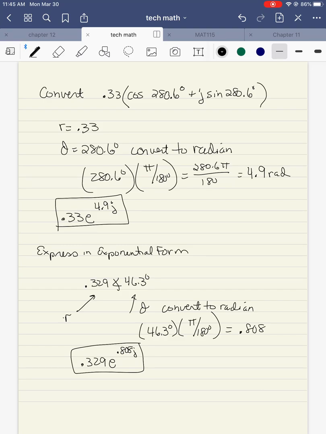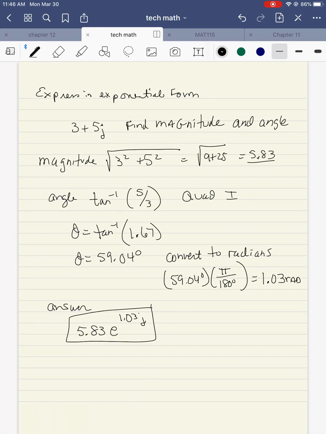Express in exponential form. This time I have it as 0.329 at an angle of 46.3, which is basically the same form as above, just omitting the cosine and sine. So the 0.329 is my r, theta is 46.3, but again the 46.3 needs to be radians, so I take 46.3 times pi over 180, I get 0.808, so the correct answer would be 0.329 e raised to the 0.808 j. Please watch how they want you to round in this section.